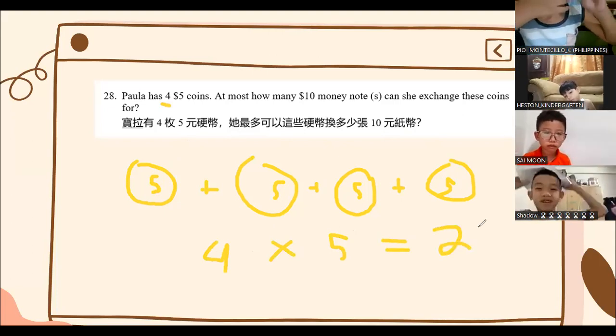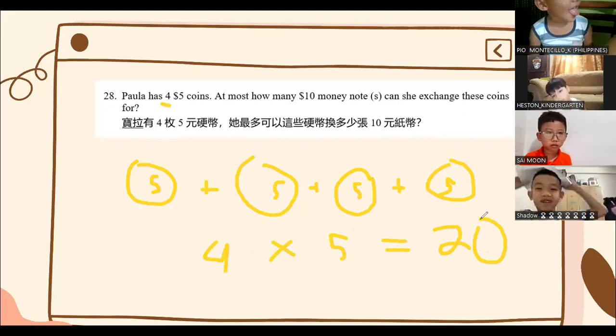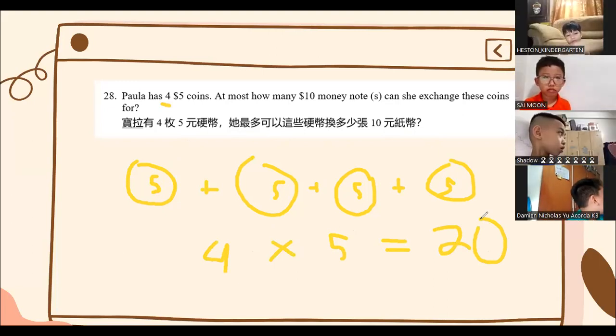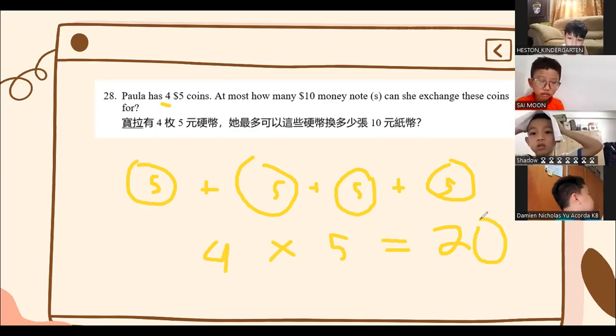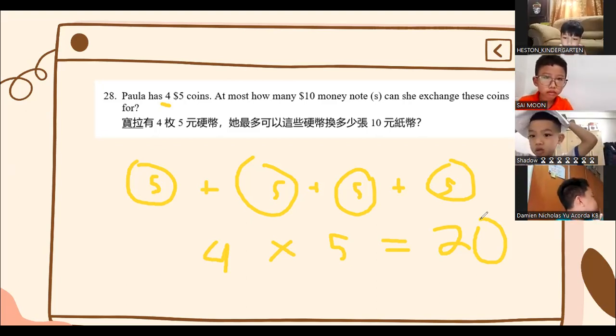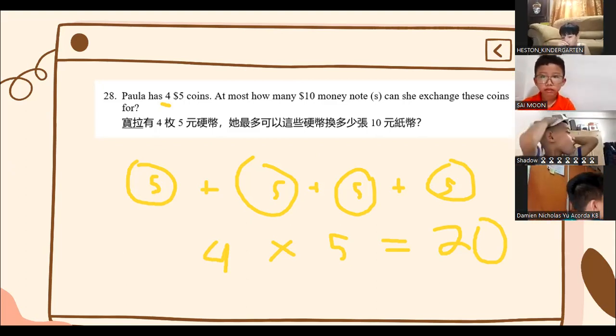Okay, now you know that your total amount of money is 20. Then you need to change that into $10 money notes. So how many possible $10 money notes can you exchange? That's why you're going to divide 20 into what? Divide to what?